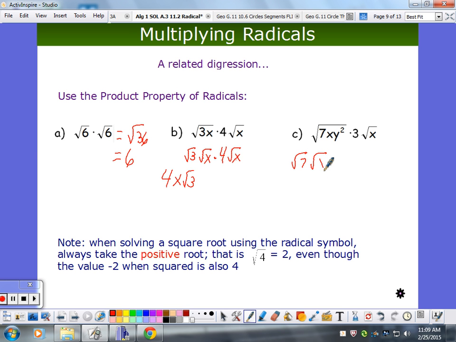This one, we'll do the same kind of thing. Square root of 7 times the square root of x times the square root of y squared, times 3 times the square root of x. So immediately I'm just going to put the 3 up front. Look, square root of x times square root of x. What's that? X. What's the square root of y squared? Y. Looks like I only got one thing left. So even when they get complicated, pull them apart and work on them a piece at a time. And we've talked about this: the square root of 4, we always take the positive root, even though minus 2 does work. So we're only working with the positive roots here.